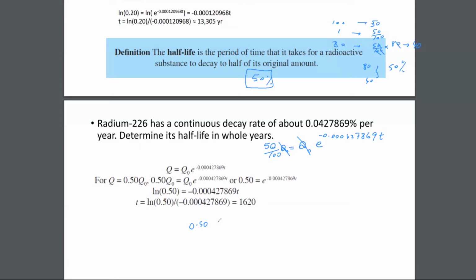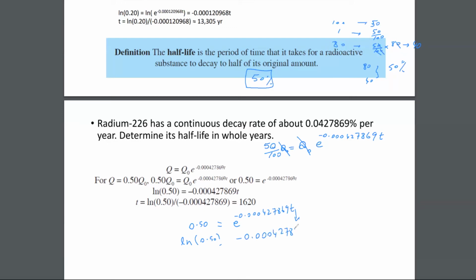And on the other side, we will have e to the power of negative 0.000427869 t. Now, what is the next step? I want to bring this t down, right? Take the natural log of both sides. So it's the natural log of 0.50, and then this will come down automatically, and then it will remain like this.